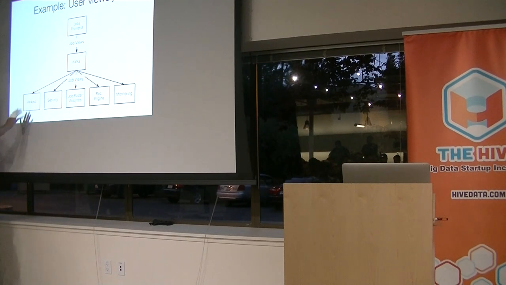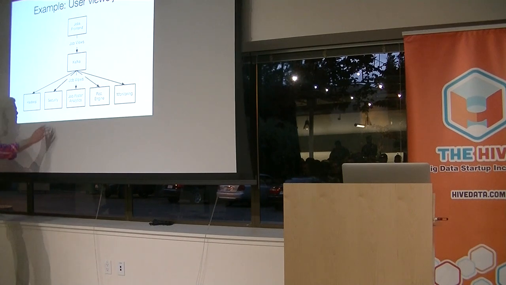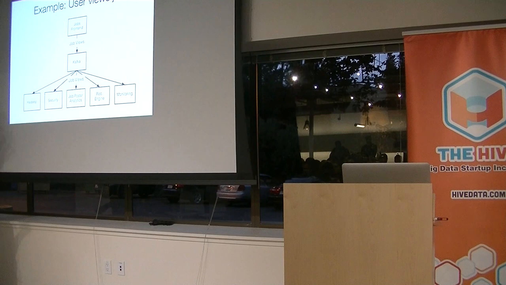One is Hadoop. Hadoop subscribes to everything, because the goal is to have a complete record of everything that happened. That's the data warehouse view. But security also does. I don't actually know if they look at job views, but they look at a lot of these things for scraping, spam, abuse. Anything you have on the internet, people are going to try and mess with you in some way.